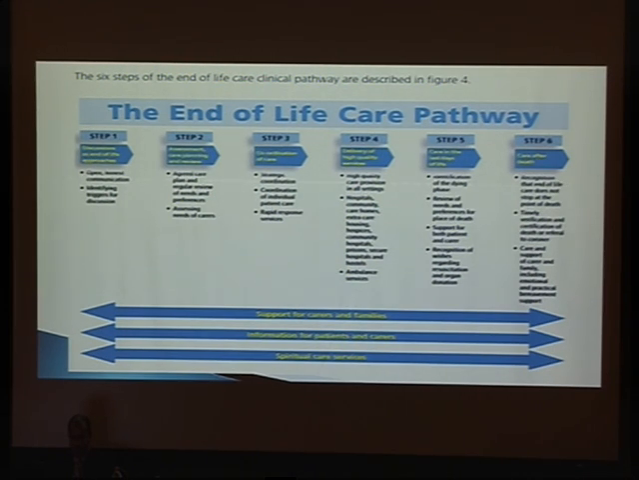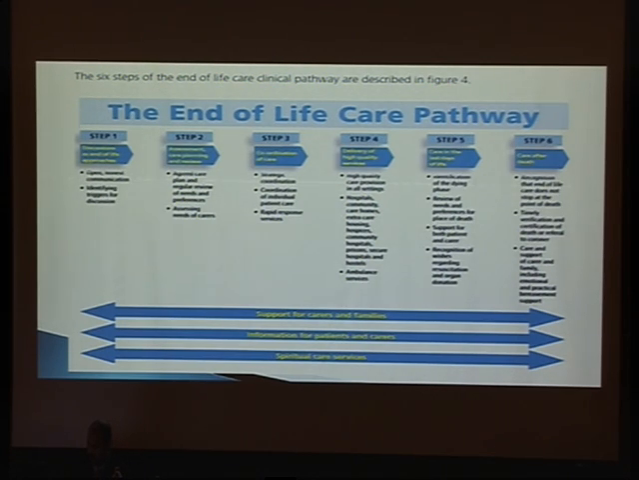Step one, as we highlighted, is discussion as end-of-life approaches. It's open, honest communication between you and the patient and the family, identifying the triggers for discussion. The second step is assisting care planning and review: an agreed care plan and regular review of needs and preferences, assessing the needs of carers. I have to consider the family when it comes to this stage.